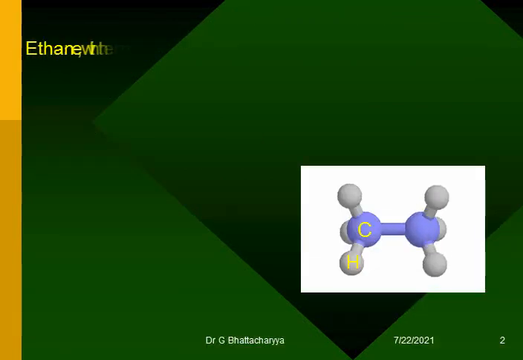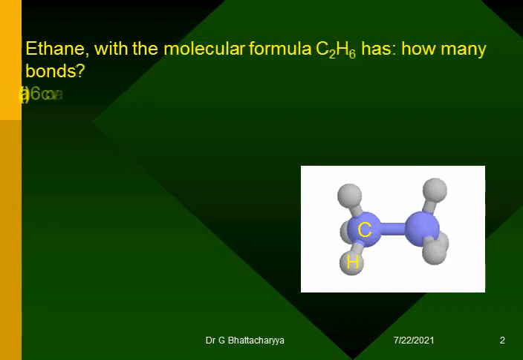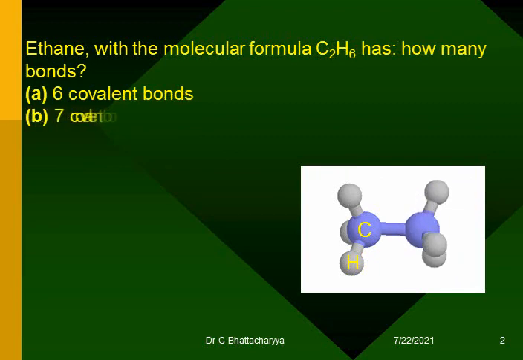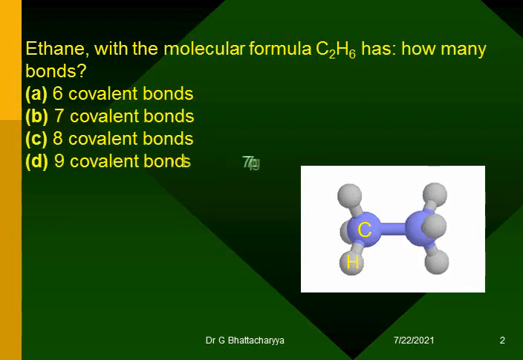Ethane, with the molecular formula C2H6 has how many bonds? A. 6 covalent bonds. B. 7 covalent bonds. C. 8 covalent bonds. D. 9 covalent bonds. Answer is B. 7 covalent bonds.